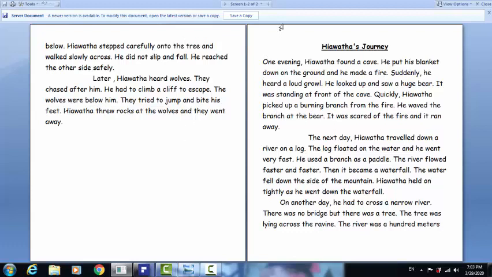This paragraph number 1 is for the first picture. Paragraph number 2 is for the second picture. And this one, paragraph number 3, is for the third picture. And finally, paragraph number 4, it begins with later, is for the fourth picture. You can copy it in your notebook.